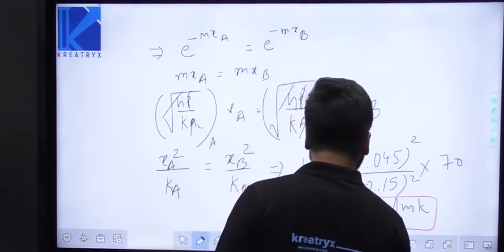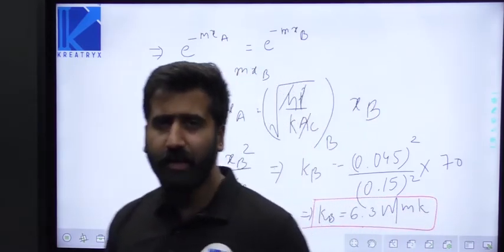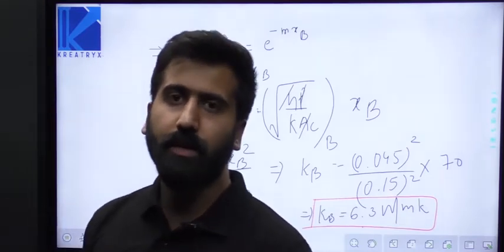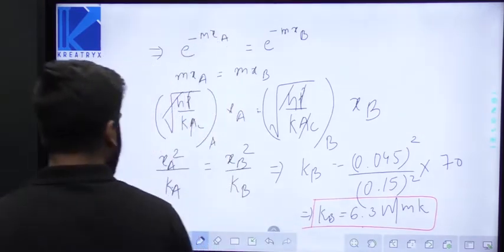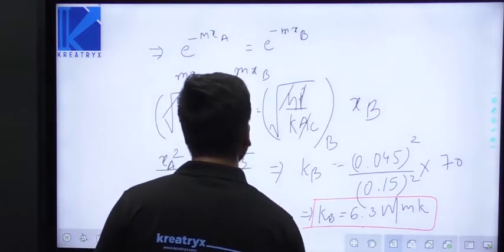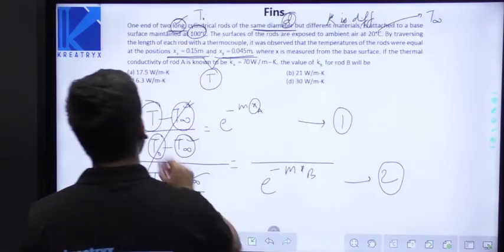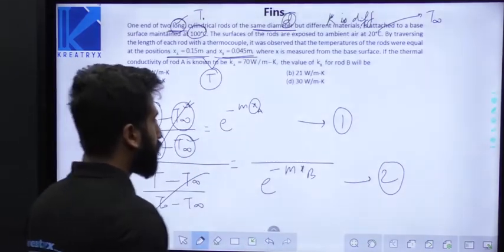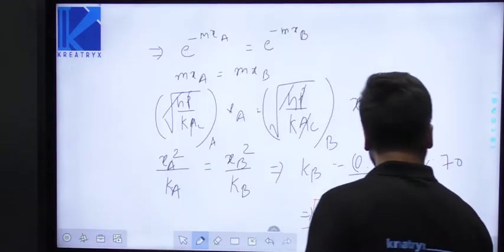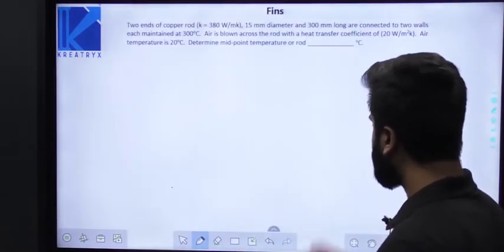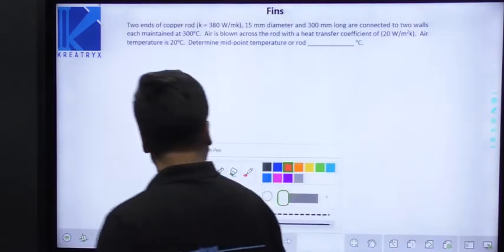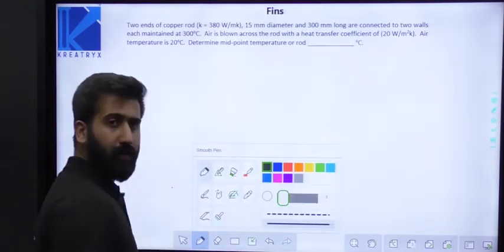See, in every question we are just using the temperature profiles and the rate of heat transfer. So this was also a simple question. So option C is your answer. Let's move on to the next question. It's a nice question. If you want to attempt it yourself, you can do it.